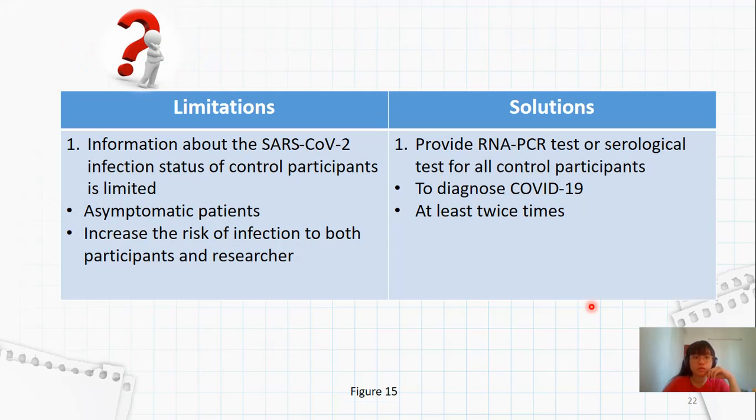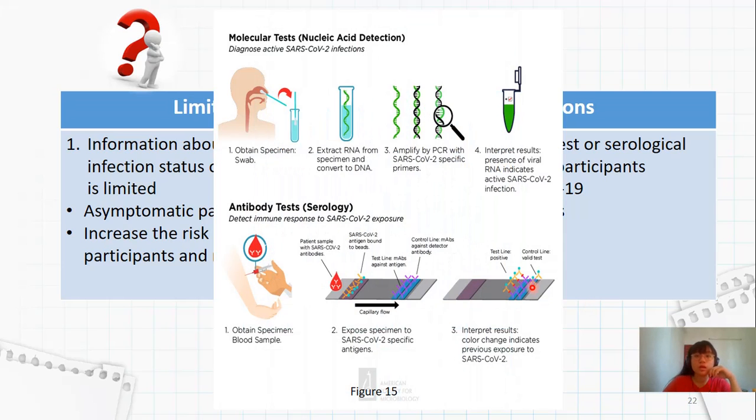The possible limitation of this research is that the information about the infection status of control participants is limited because some can be asymptomatic. Thus, this can increase the risk of infection to both participants and researchers. The solution to overcome this problem is providing all control participants with the diagnostic test of COVID-19, and it is advisable to conduct it at least twice. Molecular tests and antibody tests are examples of the diagnostic tests for COVID-19.